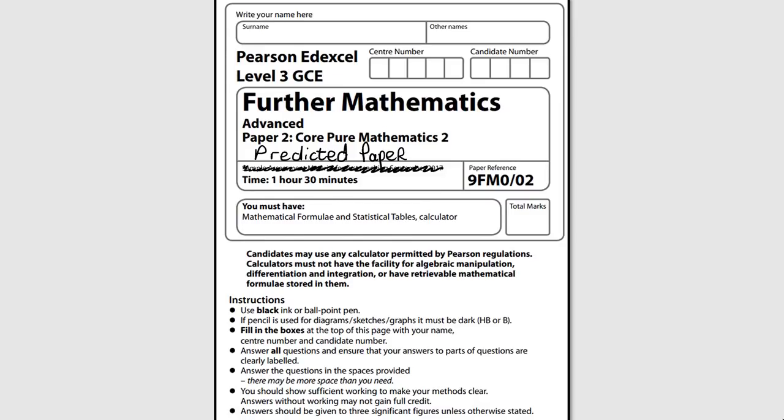Like the previous predicted papers that I've put together, this is built using the topic test that Edexcel have released and old exam questions from the FP1, FP2 and FP3 exam papers. It's worth pointing out that not every topic of the advanced information is included in this video. There's only a couple missing, such as differentiating hyperbolic functions and the Maclaurin series. There might be one more off the top of my head, but mainly that's what's missing. Everything else is included in this paper and this video. I hope this paper is still helpful though.